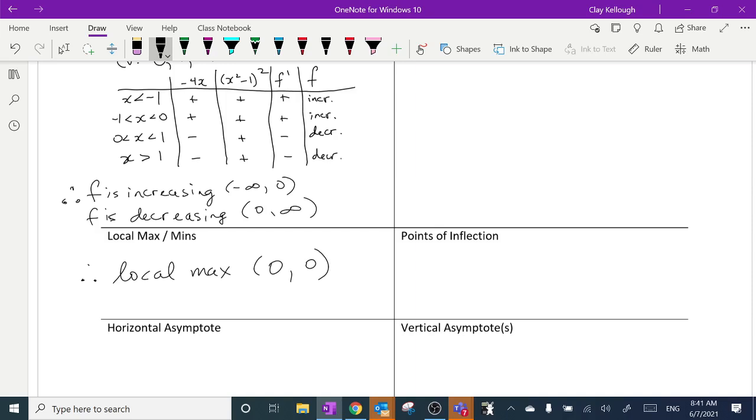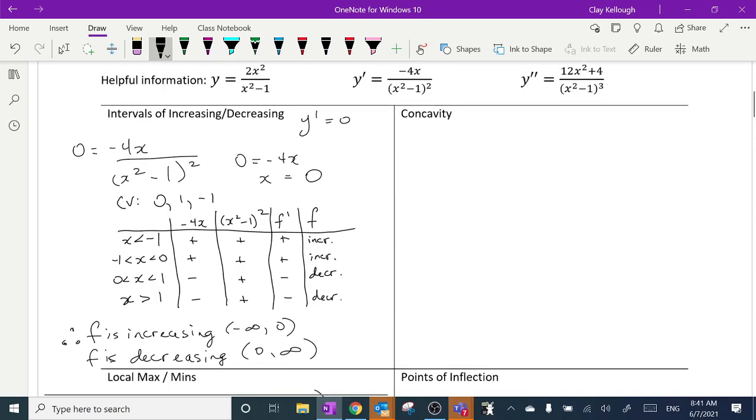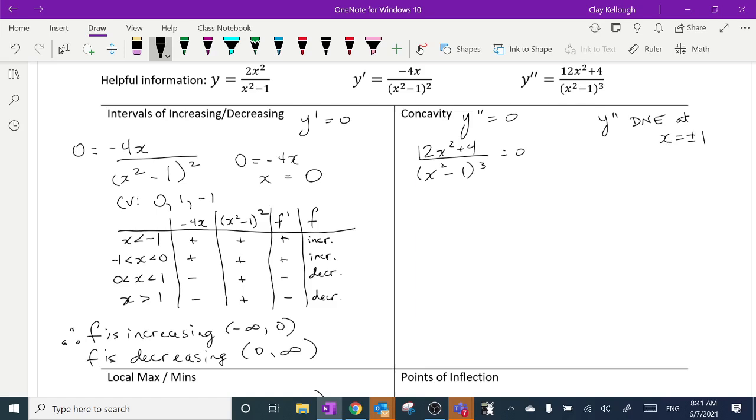All right, now let's deal with the other derivative. The other derivative is what we're going to use to find concavity, and that, of course, is where we explore what happens with the second derivative. So we set the second derivative to 0, giving us (12x squared plus 4) all over (x squared minus 1) cubed is equal to 0. And again, I'm concerned about where this derivative is 0 and where it doesn't exist. So once again, it doesn't exist at x equals plus or minus 1.